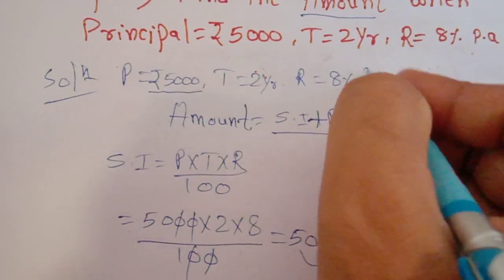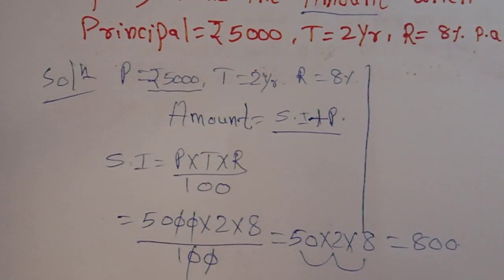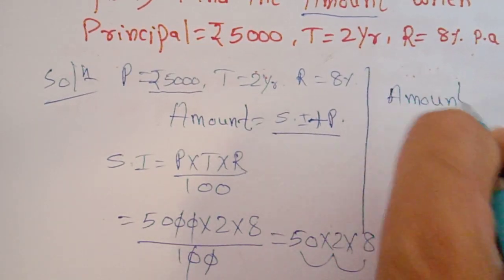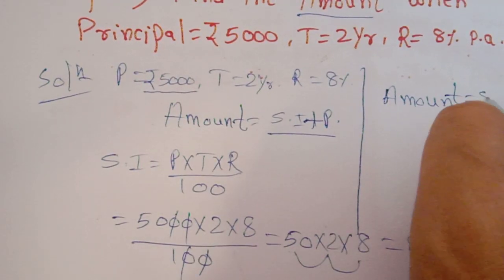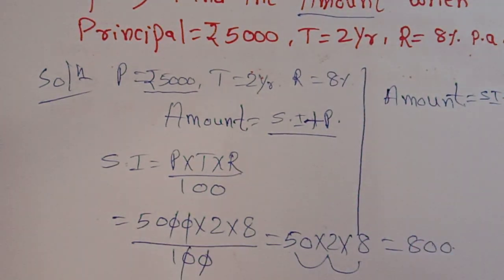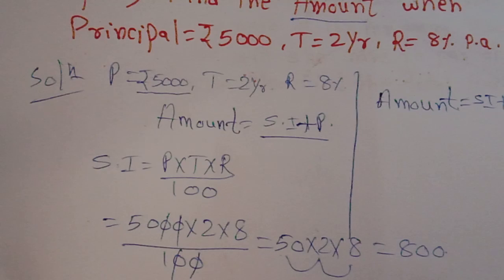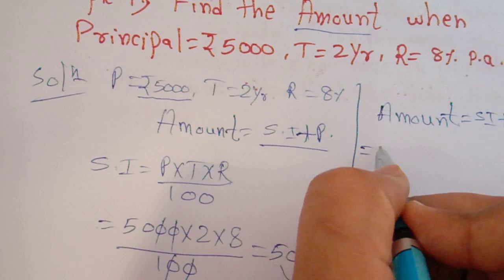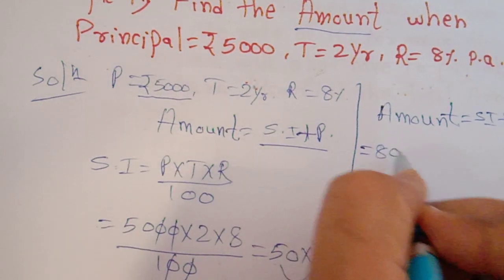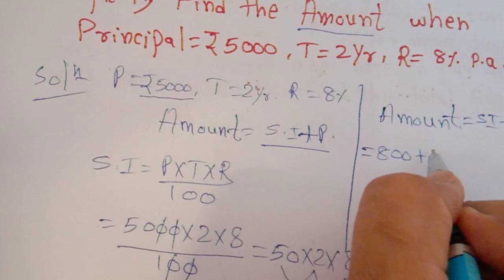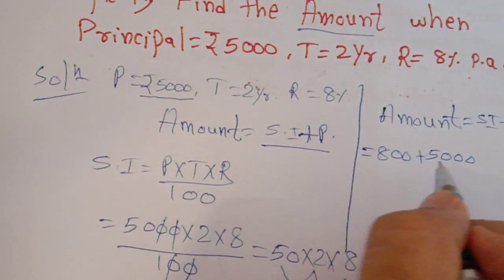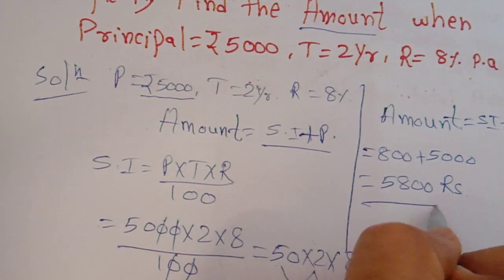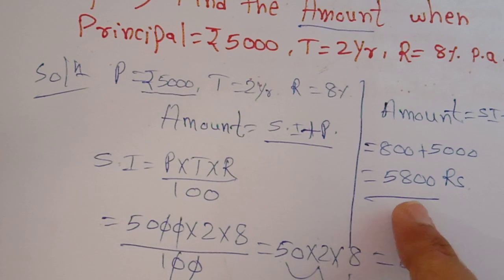So what is the next step? We have to find the amount. Amount is equal to SI plus P. Now SI is 800 plus principal 5,000. We have to add both. If you add both, we will get 5,800 rupees. So the amount is 5,800 rupees.